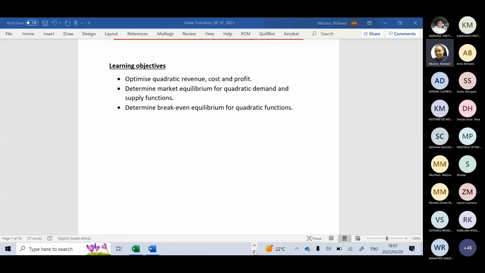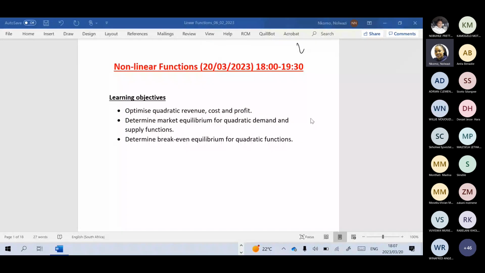Today we're starting with chapter 4, nonlinear functions. If you did linear functions, then this chapter will be easy for you, because we'll be doing everything that we did in linear functions. It will be minimal, like finding the revenue, cost, and profits for nonlinear functions the way we did in linear functions. So whatever we did in linear functions, that's what we'll be repeating here in this section.